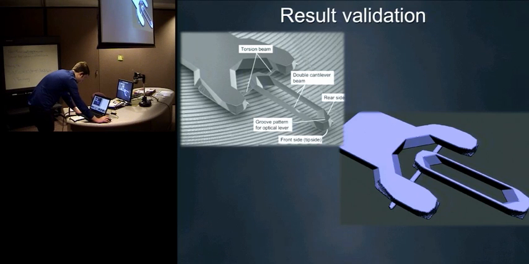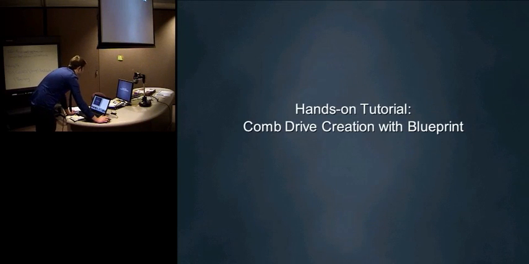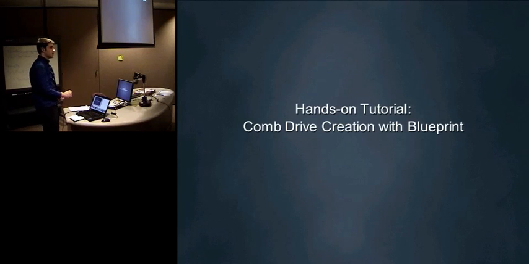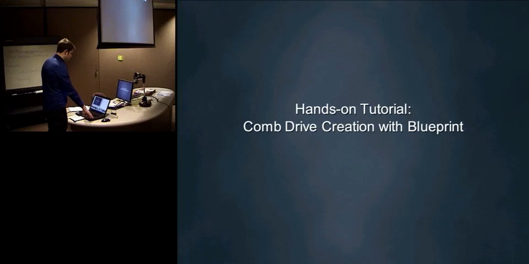So just an overview of what we'll be doing for the hands-on tutorials. First, we'll be creating a comb drive using Blueprint from scratch using the drawing tools. And for that, we'll basically be using mostly the rectangle tool and then some of the manipulation tools like the mirror tool to copy your design, make it symmetrical. Once we do that, we will create a block from it and then use the VB scripting to create an array of the comb drives.